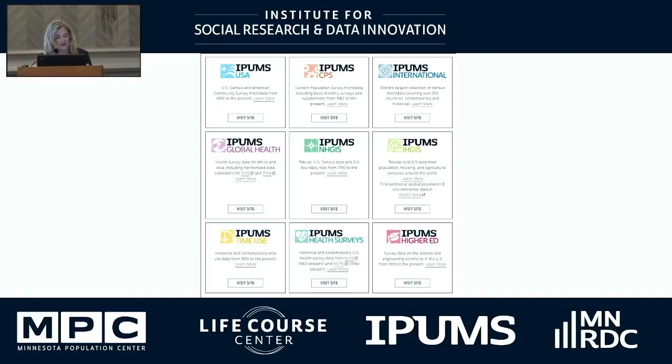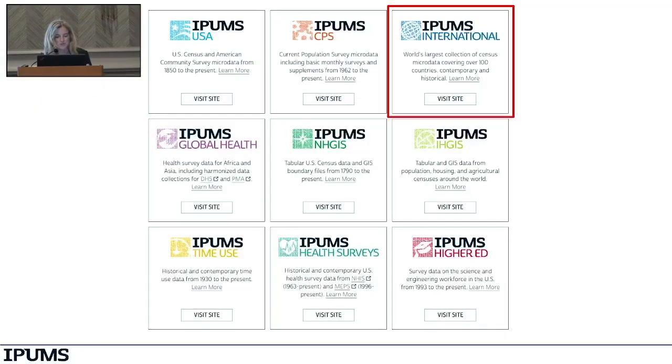It wasn't clear. So IPUMS International is one of those 12 data projects. It was begun in 1999, and IPUMS International now contains over 1 billion person records spanning 103 countries and 547 censuses and surveys to date. And the focus of IPUMS International is collecting and preserving data and documentation, harmonizing and disseminating data.